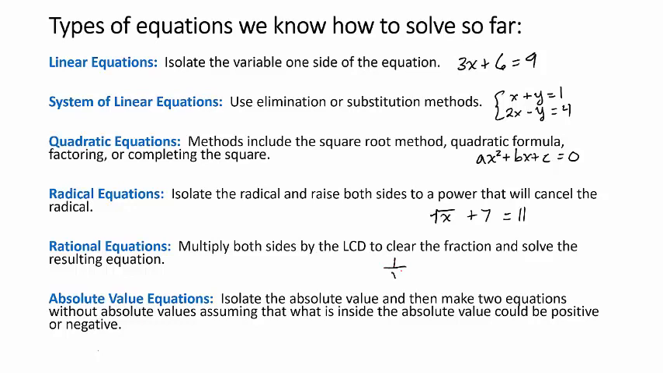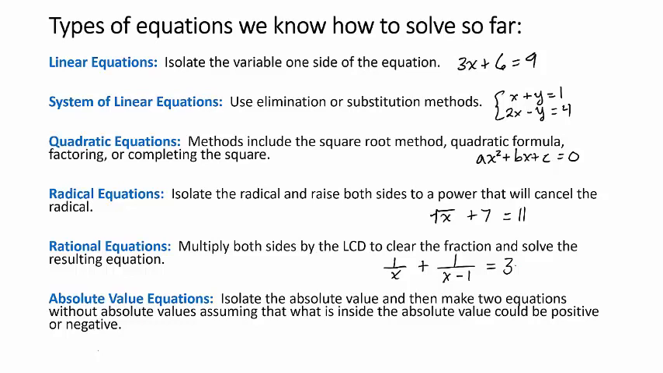So if you had something like 1 over x plus 1 over x minus 1 equal to 3, I'm just making this up, but something like that, you'd need to multiply both sides by the LCD, which in this case would be x times x minus 1, and then solve the resulting equation that comes out of that.